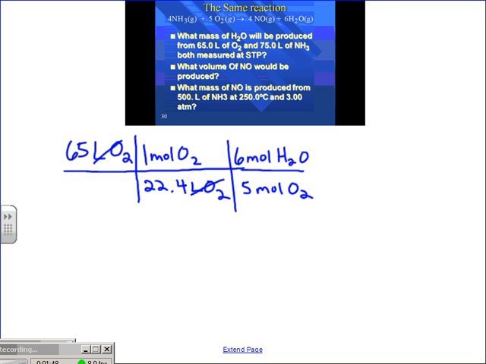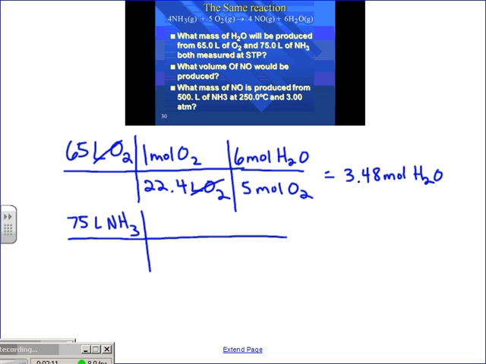And I'm going to go ahead and solve this right now. We end up with 3.48 moles of water that could be produced from this quantity of oxygen. Now we need to figure out how much water could be produced from 75 liters of ammonia.